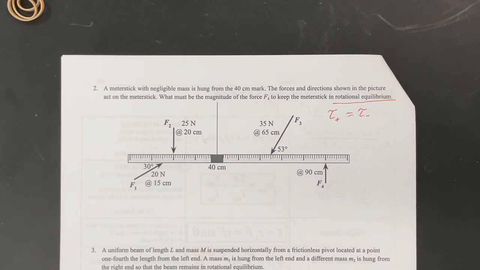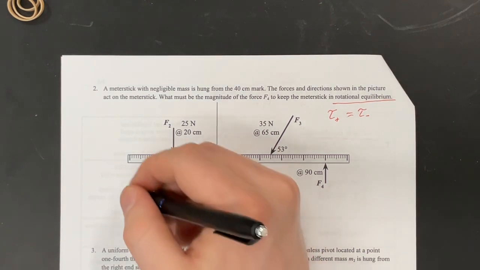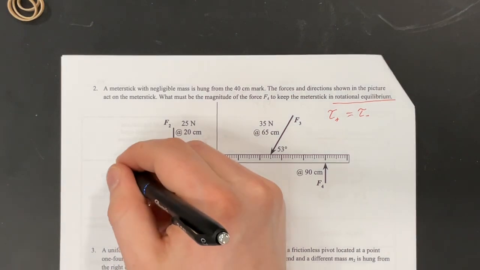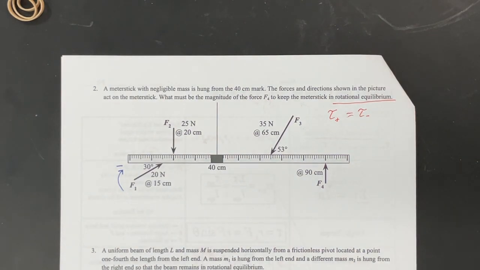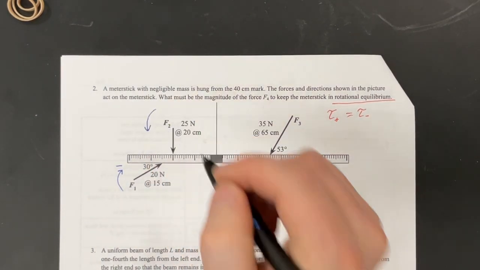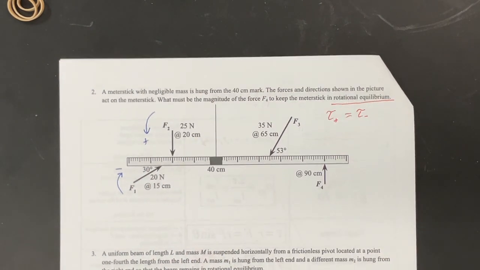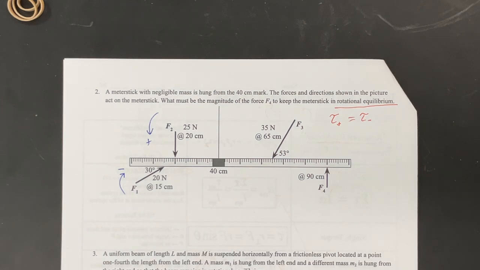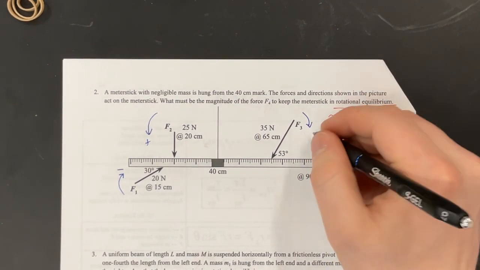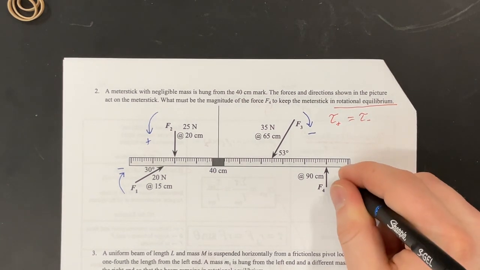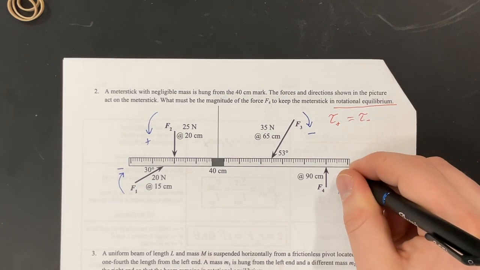Let's figure out what direction all these act in. F1. It's acting up on the left side, so it's trying to make it go clockwise, negative. F2, it's going down on the left, so it's trying to go counterclockwise. F2 is positive. F3, trying to go down and right, which is clockwise, negative. F4 is trying to go up on the right side. That's counterclockwise, positive.